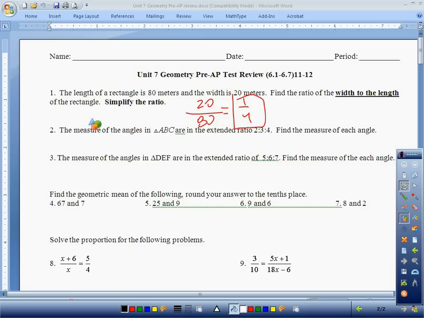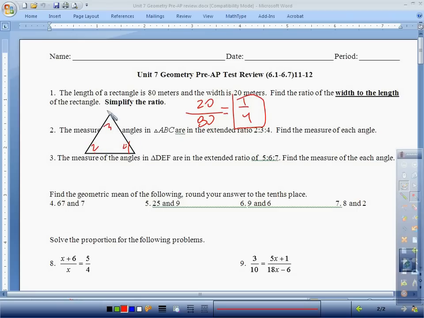Number 2, I have the interior angles of a triangle, and I have a relationship. They relate to each other as 2, 3 to 4. So this angle should be twice the size of this, as that relationship 2 to 4 implies. Since I don't know the measure, I use the unknown quantity x, and I know that all three of them, 9x's, will total 180 degrees.